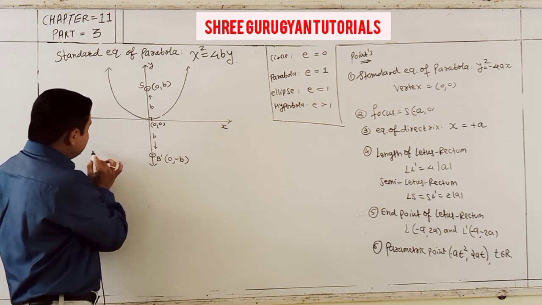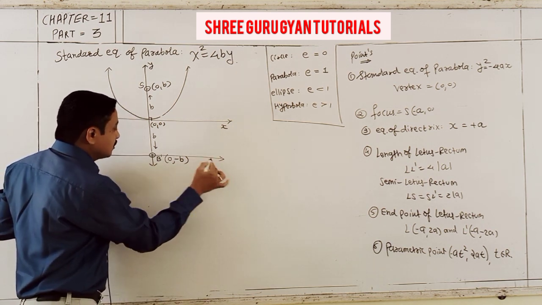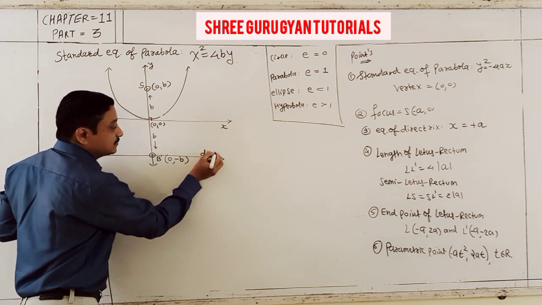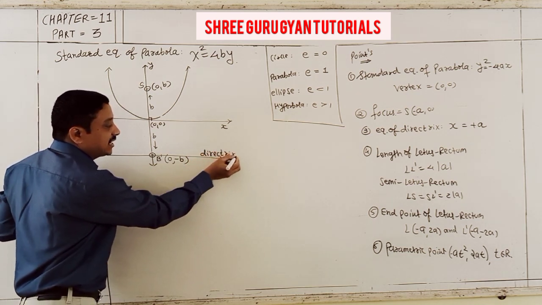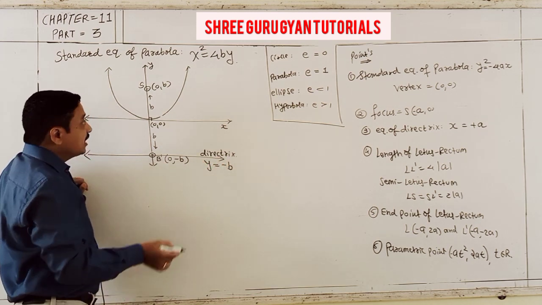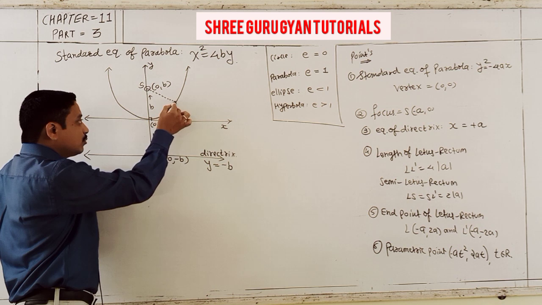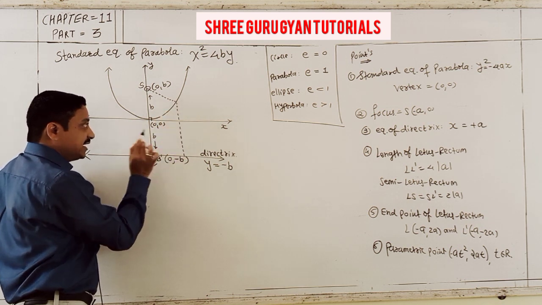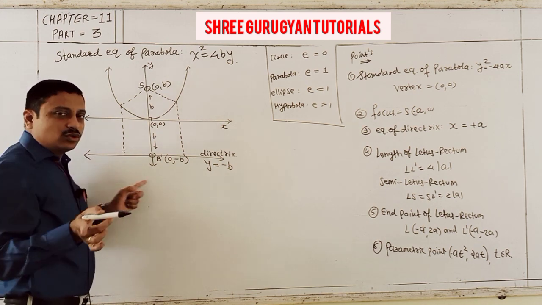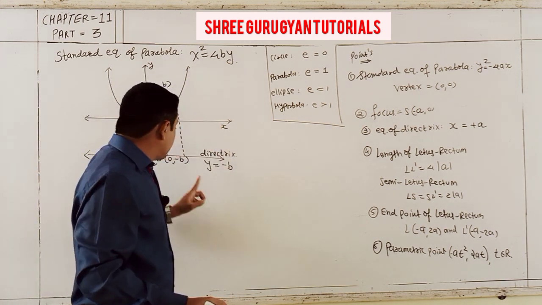And here you take one line passing through that point (0, -b); that is the directrix. And that directrix is y equals minus b. Now you will take one point on this side. Either this side or that side, both sides cover exactly the same values.